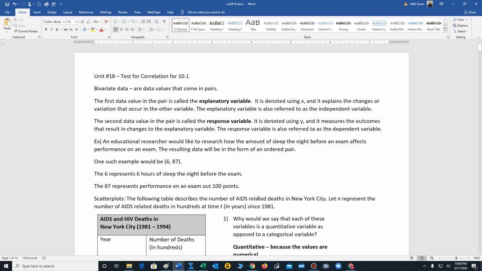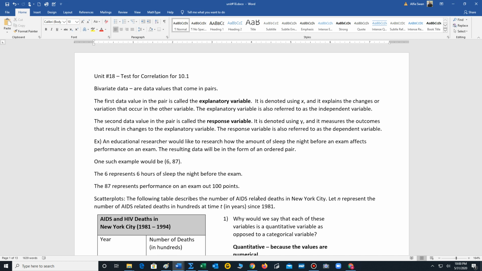So the first data value in the pair is called the explanatory variable. It is denoted using X, and it explains the changes or variation that occur in the other variable. The explanatory variable is also referred to as the independent variable. The second data value in the pair is called the response variable. It is denoted using Y, and it measures the outcomes that result in changes to the explanatory variable. The response variable is also referred to as the dependent variable.